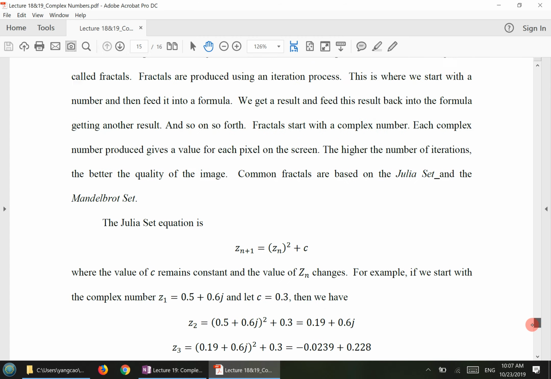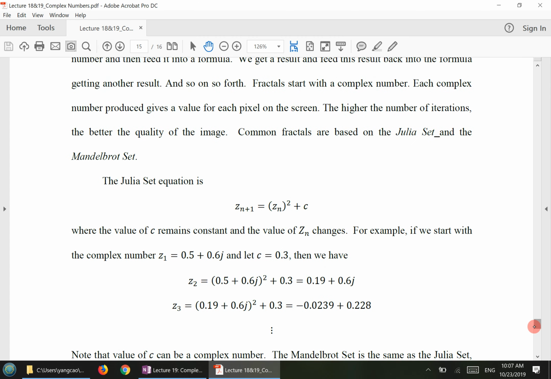There are many things that actually relate to complex numbers. One of them is called, in mathematics, fractal. Have you heard of fractal? Anybody heard of fractal? Yes. What is fractal?